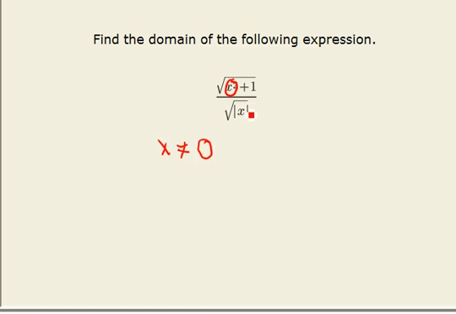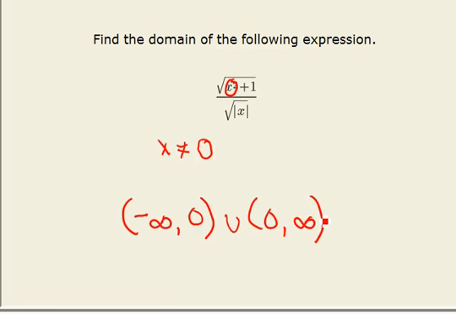Down here, as long as x is not equal to 0, we're going to have a positive number, so that is alright. So we're just going to say that the domain of the expression will be negative infinity to 0, and then 0 to positive infinity, being sure not to include 0 in this.